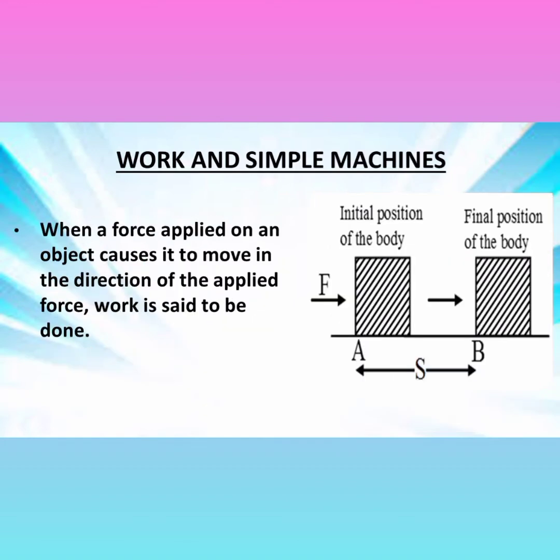Work and simple machines. When is work said to be done? When a force applied on an object causes it to move in the direction of the applied force, work is said to be done. As you can see in this picture, the initial position of the body is given as A and the final position of the body as B. So when you apply force, it changes its position. That means work is done.